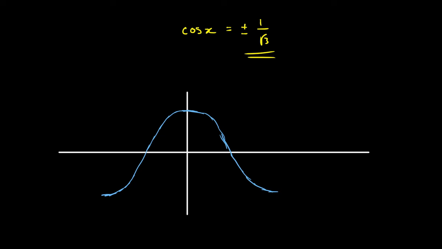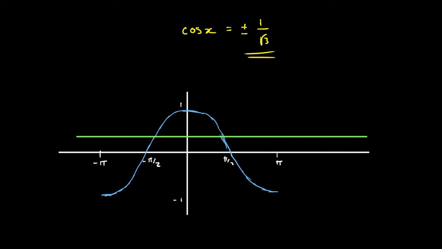Okay, so what I've done there is I've drawn the cos graph from negative pi all the way up to positive pi, and that's 1, and that's negative 1. This is pi by 2. This is minus pi by 2. And what do we want to do? We want to solve where cos x is equal to positive 1 upon root 3. So I can imagine drawing that kind of like this. I'll draw it like that.